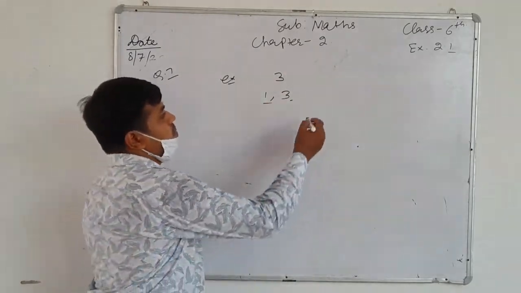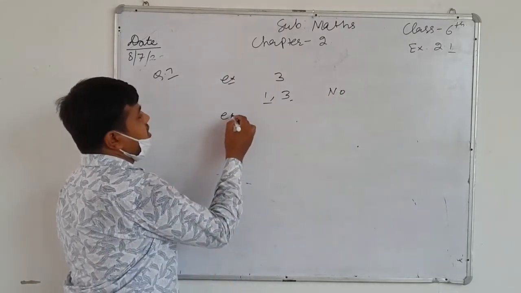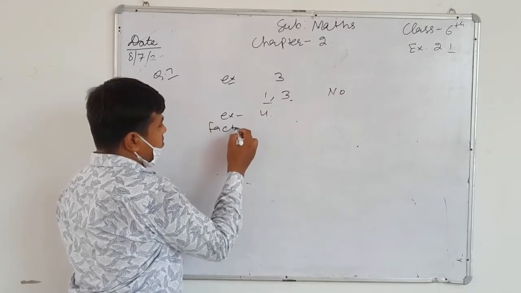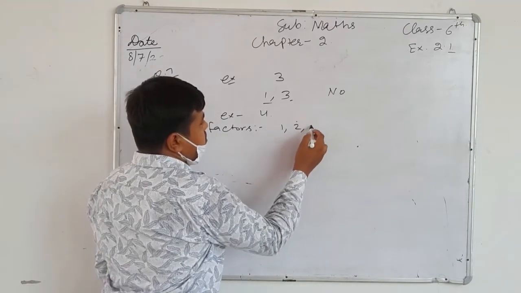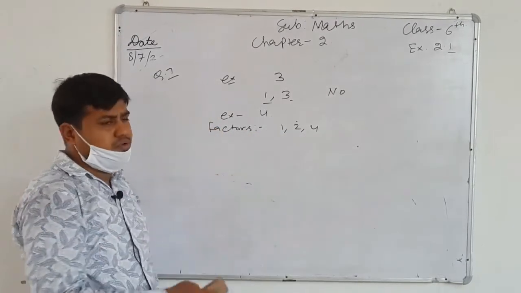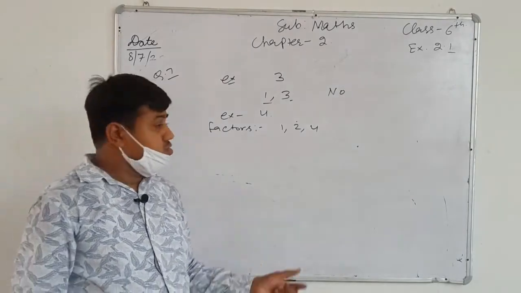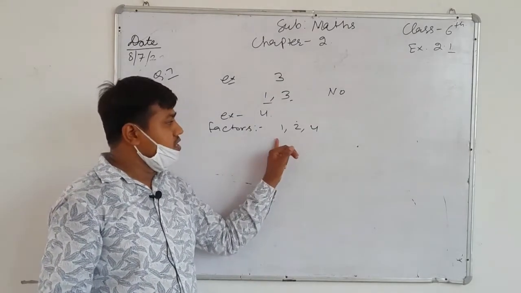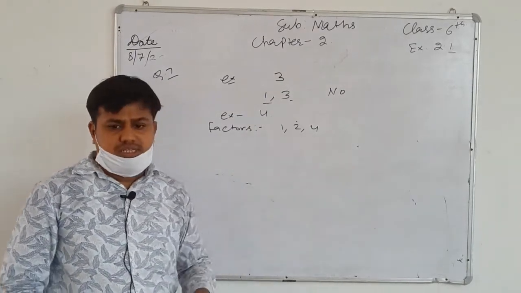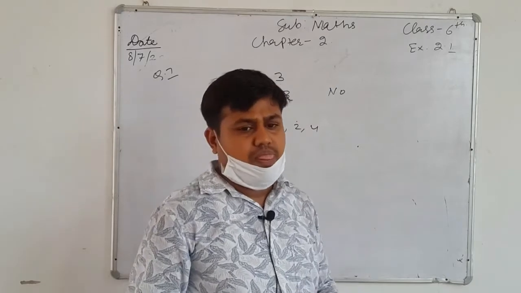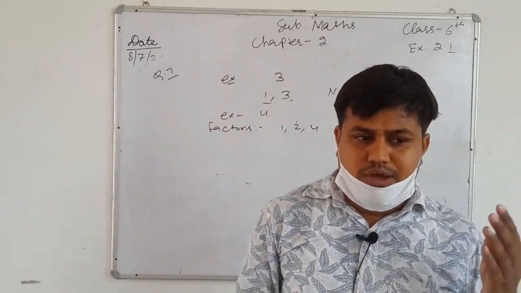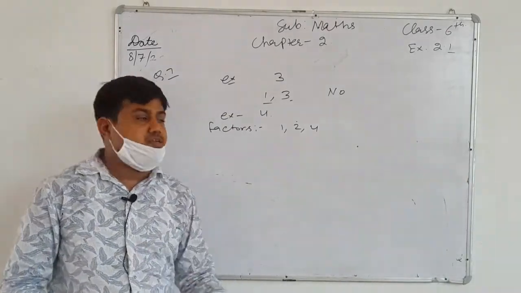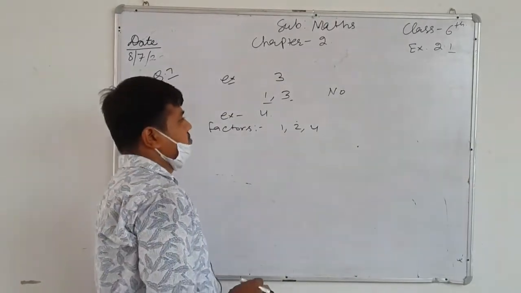So no. Like example 4, the factors of 4 are 1, 2 and 4. So there are 3 factors and they are also different factors. 1 different, 2 different, 4 different. There are 3 different values, we can say, factors of 4. So if we have 3 factors, या we can say more than 2 factors, 2 से ज़्यादा factor होंगे, then it is a composite number.